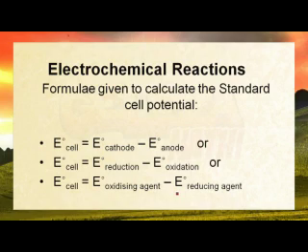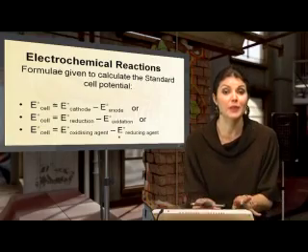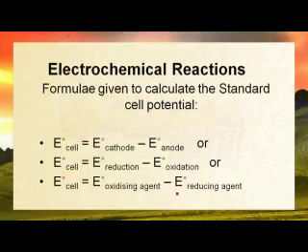Now you're going to be receiving three formulas on your formula sheet at the back. Note though that these three formulas mean exactly the same thing. Whichever one of the three you use, you're going to get exactly the same answer at the end. Now let's quickly break them down. You'll notice the first one says your E cell is equal to E cathode minus E anode. Now you do know that at the cathode we have reduction occurring and at the anode oxidation.